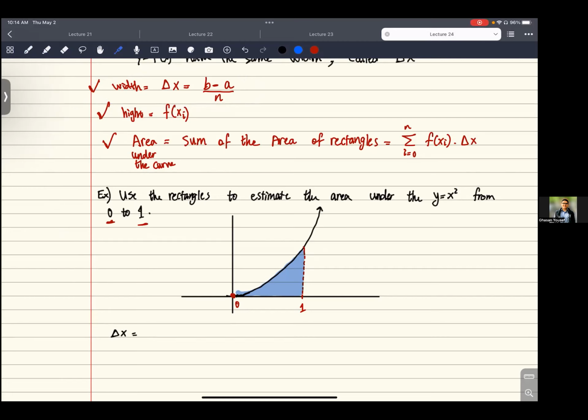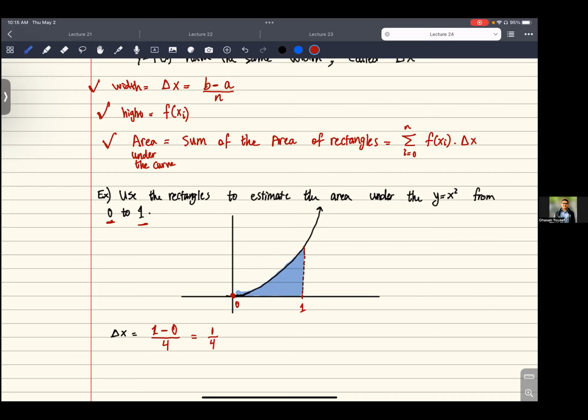Exactly. Student: I have a question. How do you know how many rectangles we're going to use? Like the question, they give you how many strips to use. It depends on the question. So if I told you to use 4 strips or 4 rectangles, you're going to use n as 4. So delta x here is 1 minus 0 over 4, which is 1 over 4. So the width for each rectangle is 1 over 4.